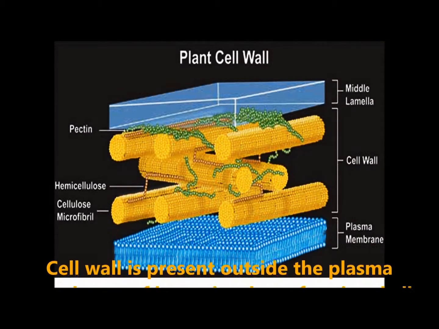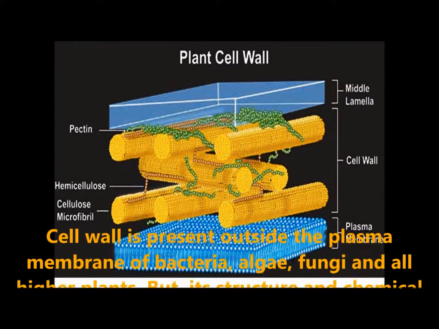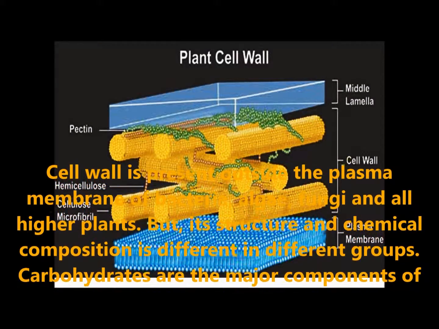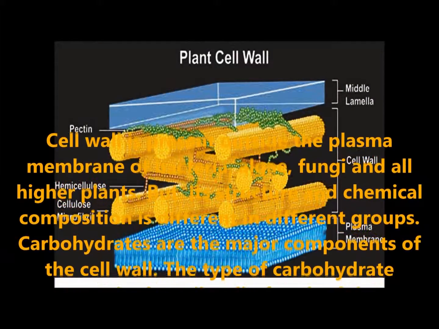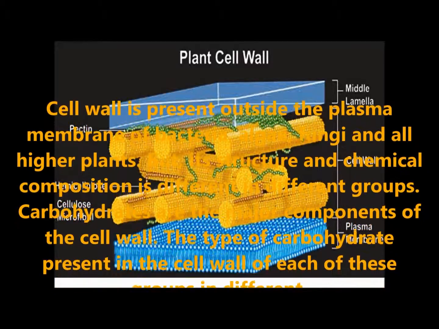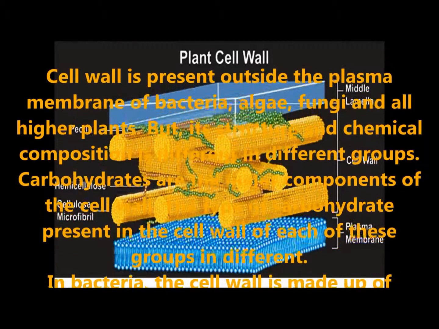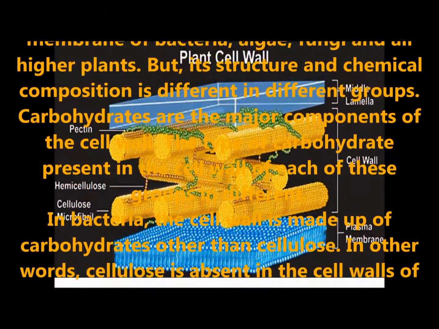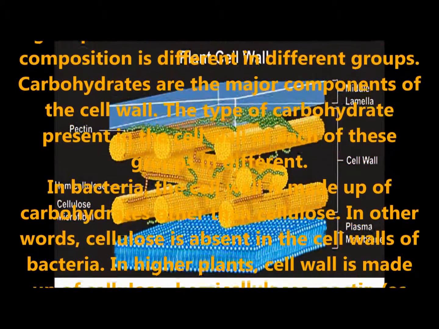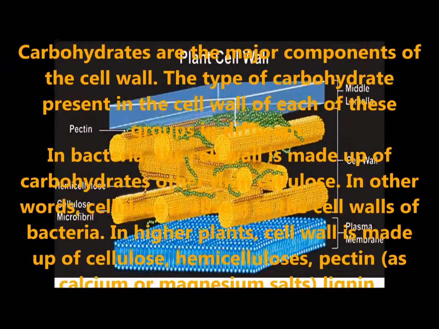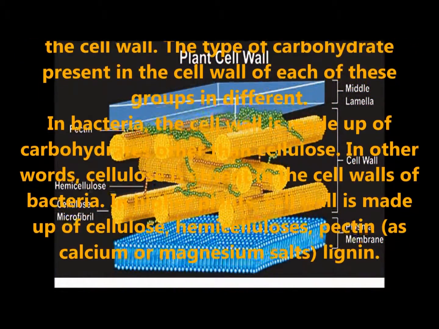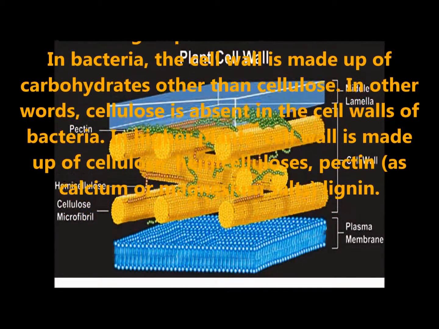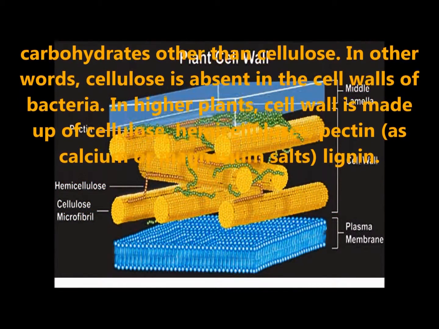Cell wall is present outside the plasma membrane of bacteria, algae, fungi and all higher plants. But its structure and chemical composition is different in different groups. Carbohydrates are the major components of the cell wall. The type of carbohydrates present in the cell wall of each of these groups is different. In the bacteria, the cell wall is made up of carbohydrates other than cellulose. In other words, cellulose is absent in the walls of bacteria.